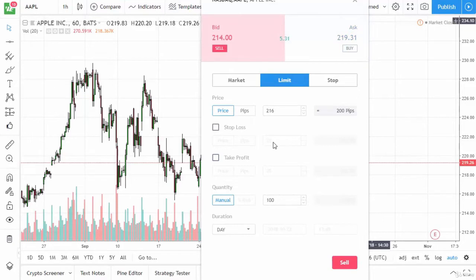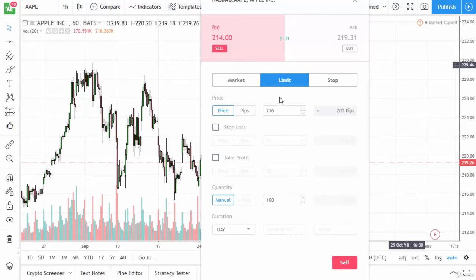Now, a sell limit order is the exact same thing, but in opposite. So it's above the current bid. So in this case, I want to sell at 216. Right now, they're only bidding at 214, so they need to drive price up to me, and I will sell them 100 shares.